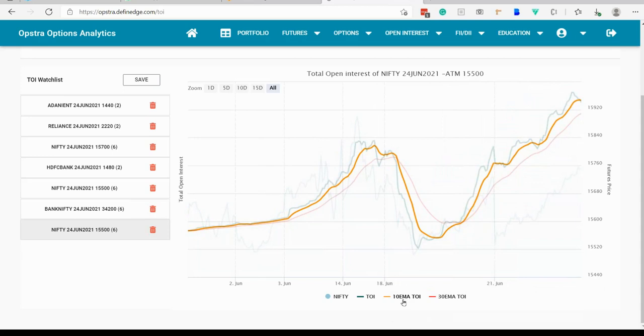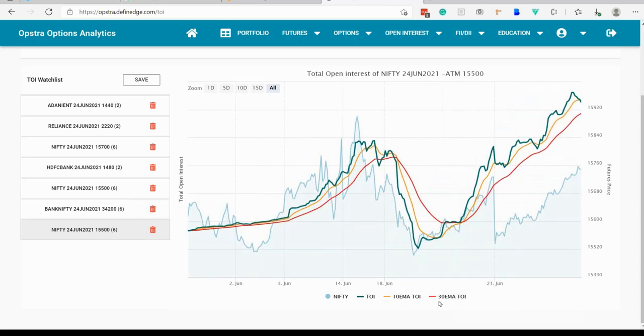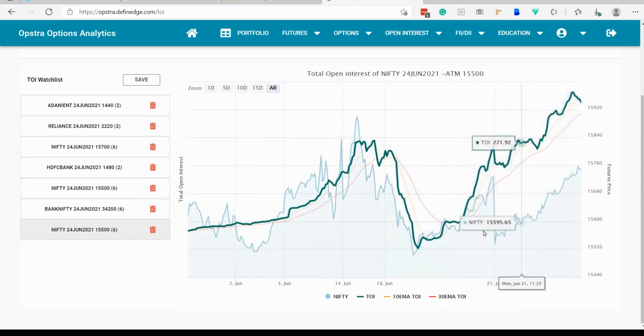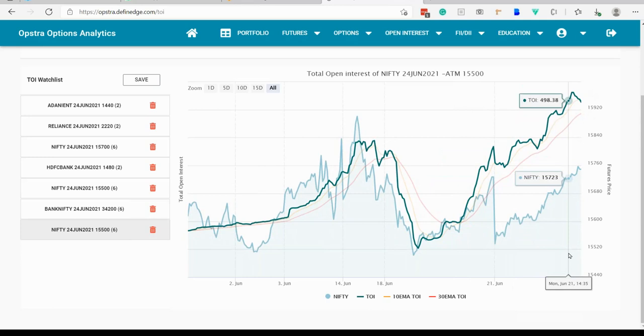And then we have the 10 exponential moving average of this total open interest, plus you also have the 30 EMA, exponential moving average of TOI. The 10 EMA is in orange and the 30 EMA is in red color. These will serve as your guidelines for your total open interest, and AP will explain this in more detail. So these are the four different lines that you have for your easy understanding and how to use the total open interest.